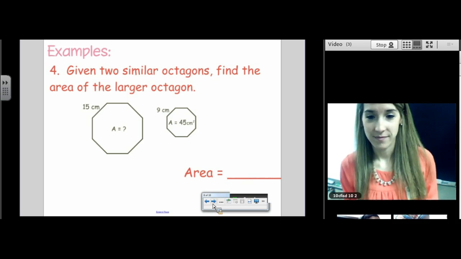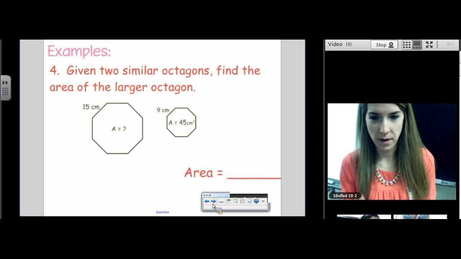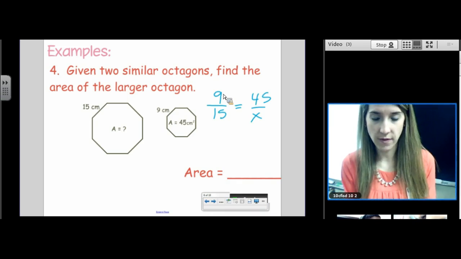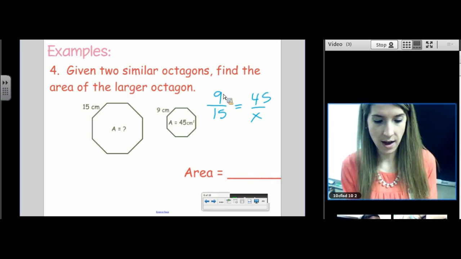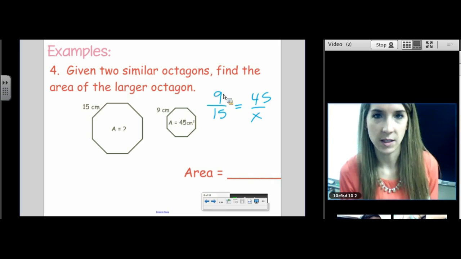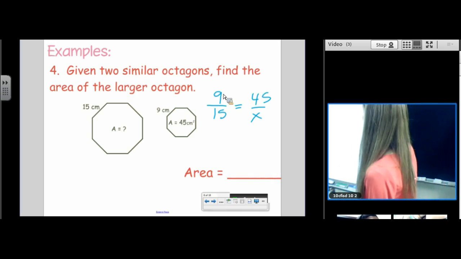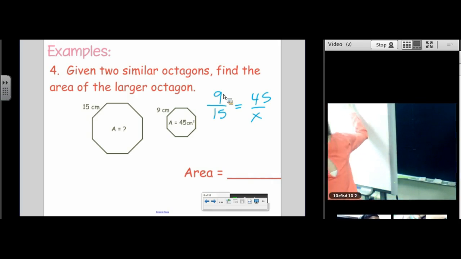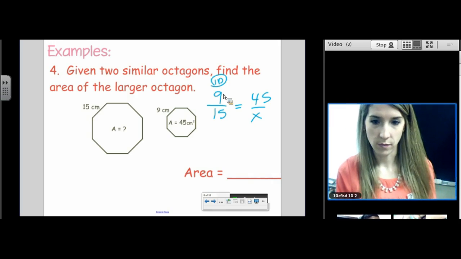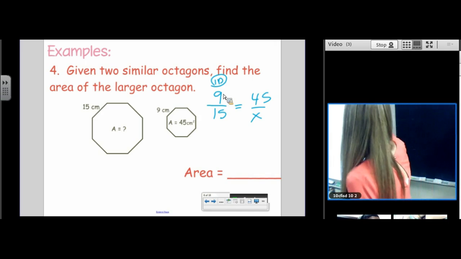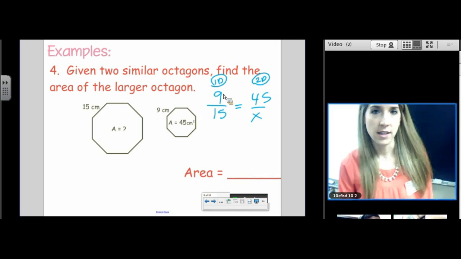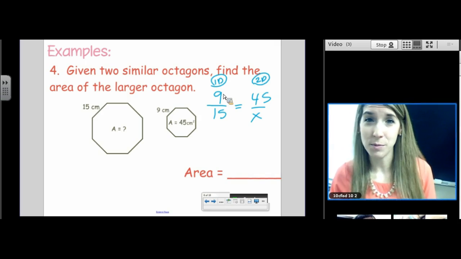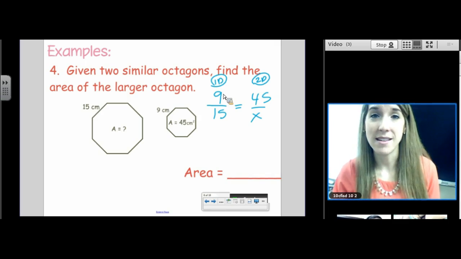On the test, some of my students are going to do 45 times 15 divided by 9. They're going to put 75 and they're going to get this problem wrong. The reason is because these ratios do not agree. 9 over 15, those are sides, so those are one-dimensional. 45 over x, those are areas, so they're two-dimensional. Those two ratios are in a fight, and you cannot cross-multiply fighting ratios. So you need to make them agree.